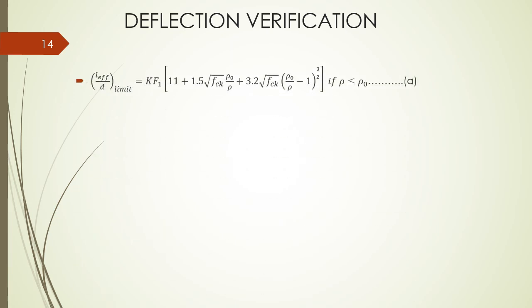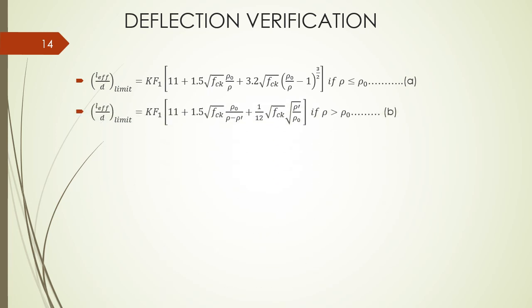Instead, we'll go to the design or the verification for deflection. As stated previously, the deflection verification consists of two equations, equation A and equation B, and this circled criteria determines whether we'll use equation A or equation B. So first, we'll need our reference reinforcement ratio, rho naught, which is given by that formula.